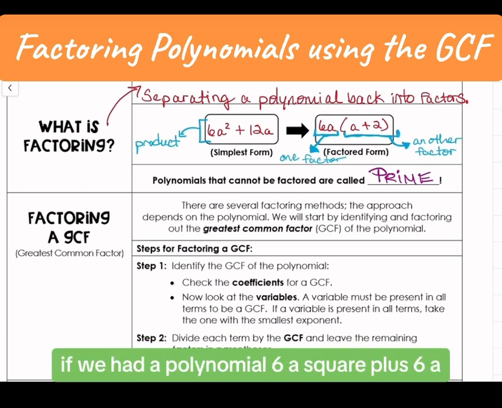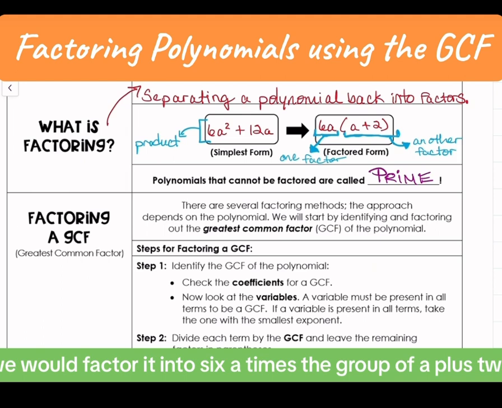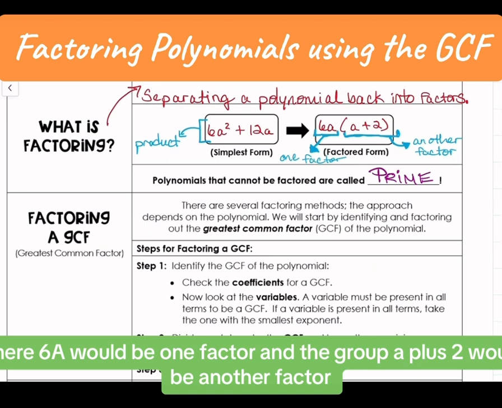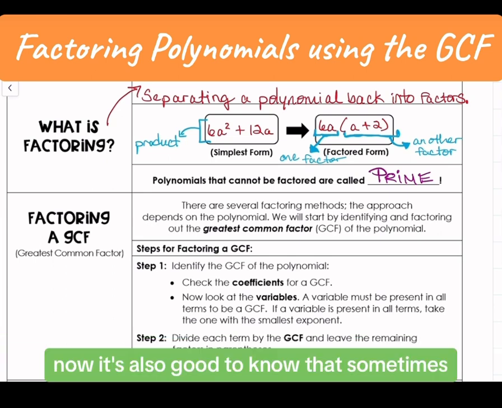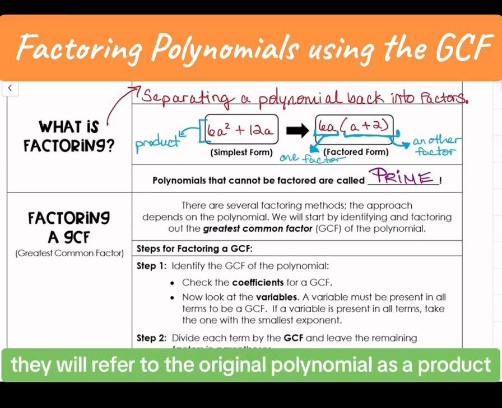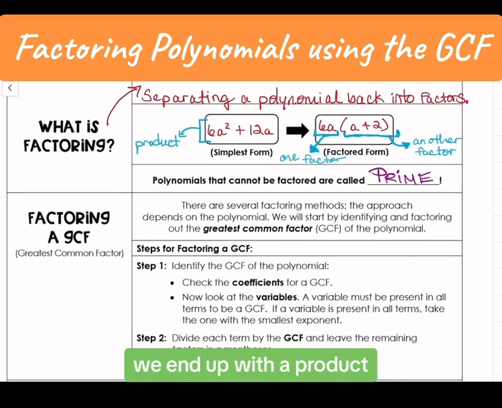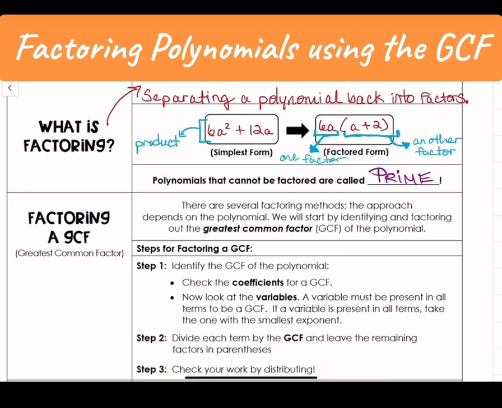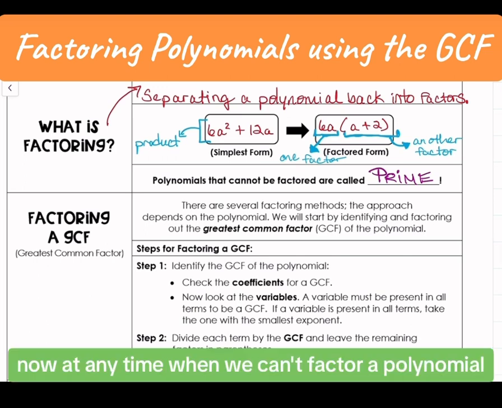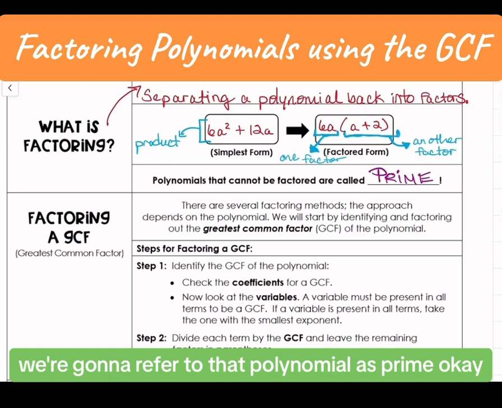So, for example, if we had the polynomial 6a squared plus 6a, we would factor it into 6a times the group of a plus 2, where 6a would be one factor and the group a plus 2 would be another factor. Now, it's also good to know that sometimes they'll refer to the original polynomial as a product, because if we multiply factors, we end up with a product. Now, at any time when we can't factor a polynomial, we're going to refer to that polynomial as prime, okay?